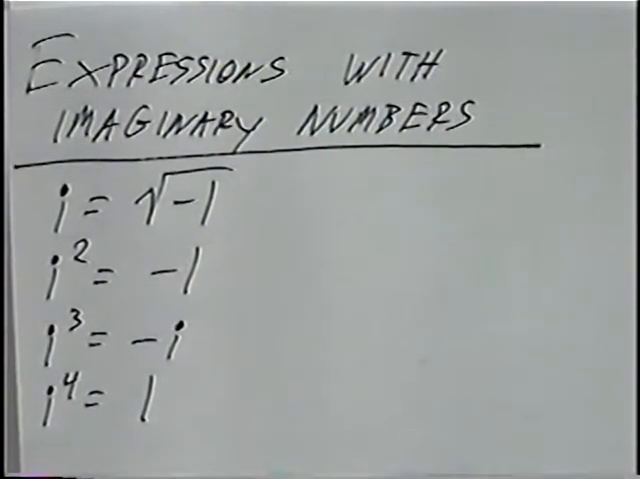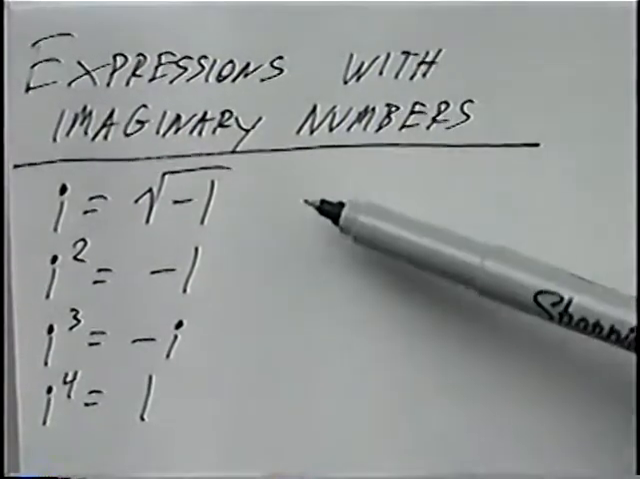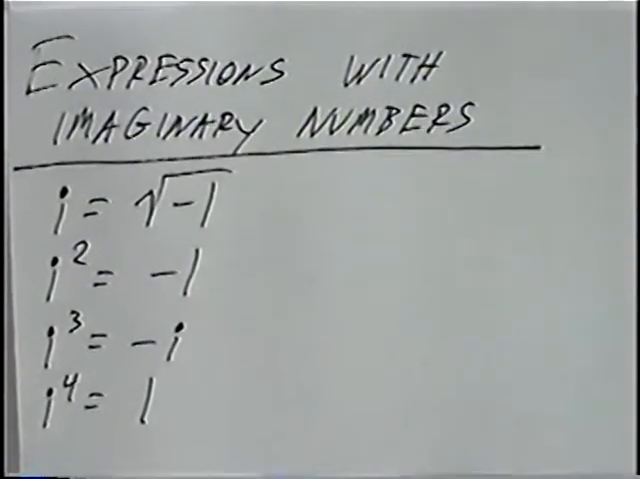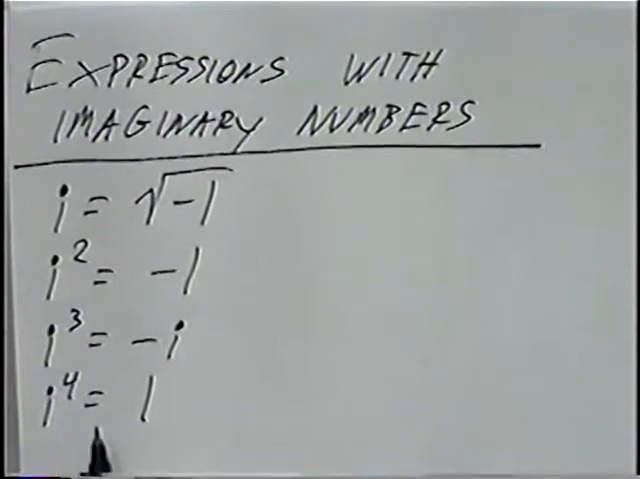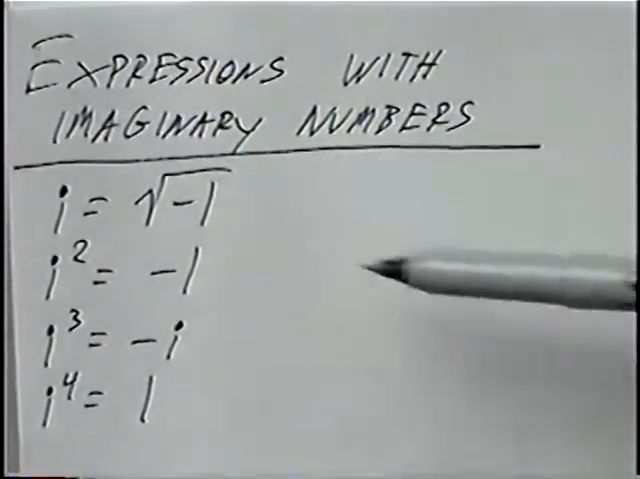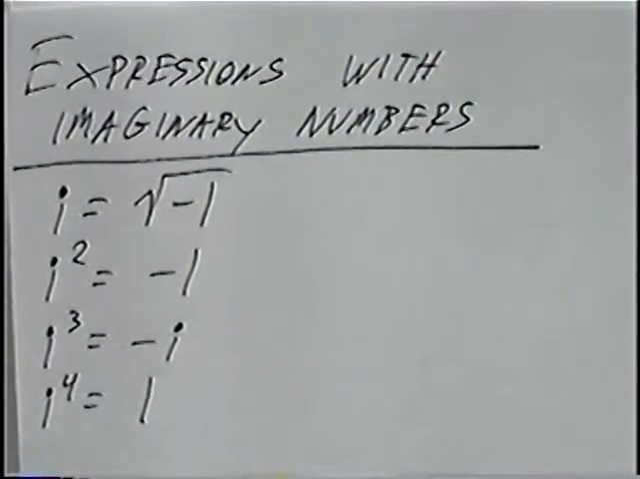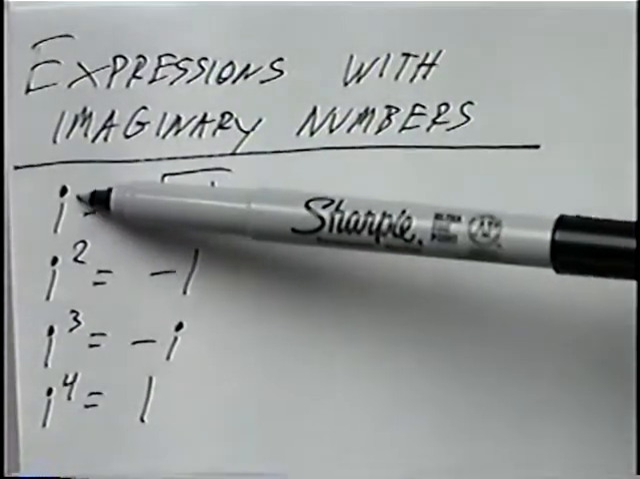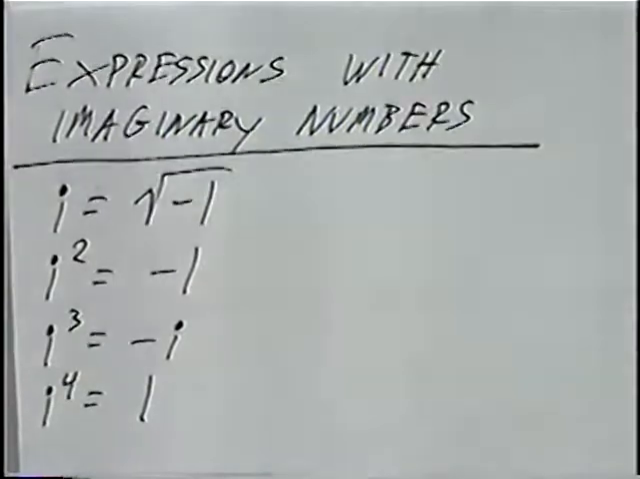Expressions with imaginary numbers. Using the following information, we'll be able to simplify questions that have imaginary numbers that also have exponents. The first one, i, is equal to the square root of negative 1. Any questions that have a single i, we can leave with i for imaginary numbers.